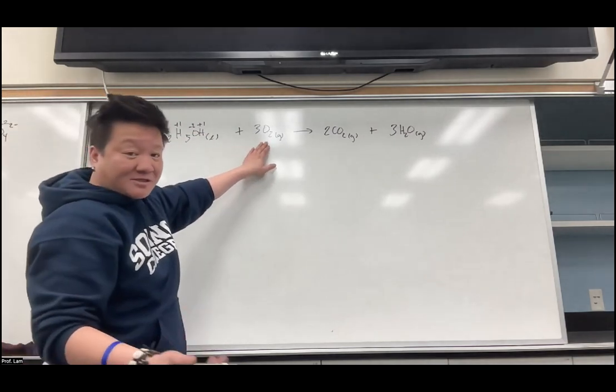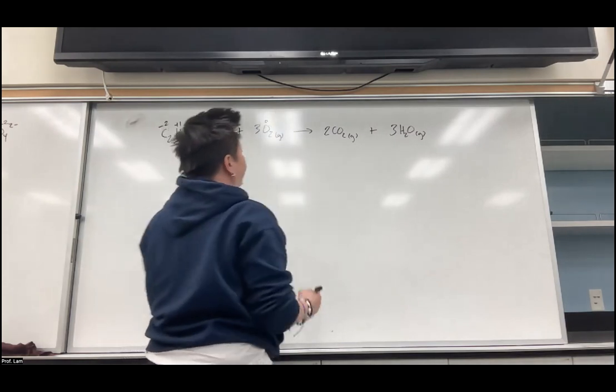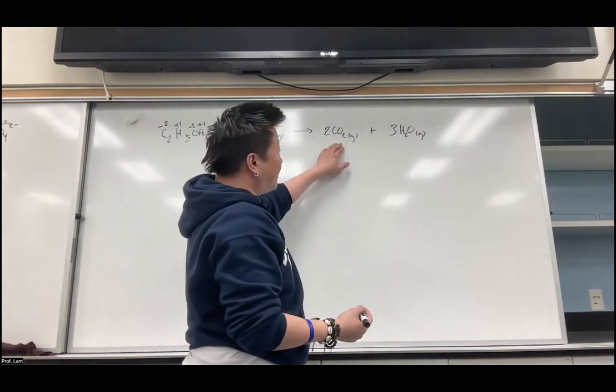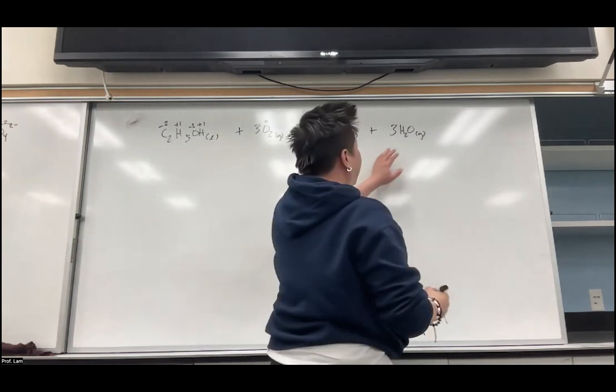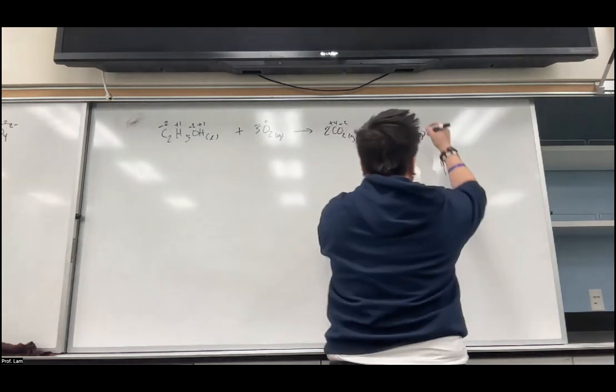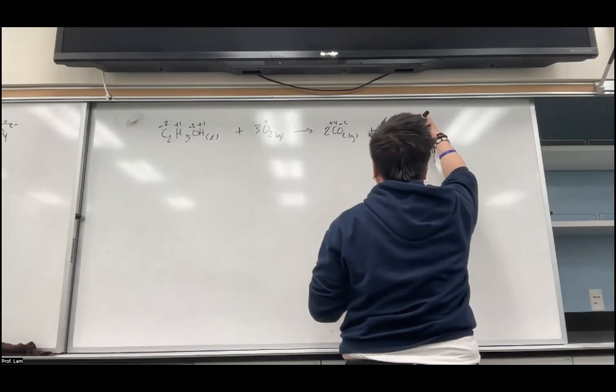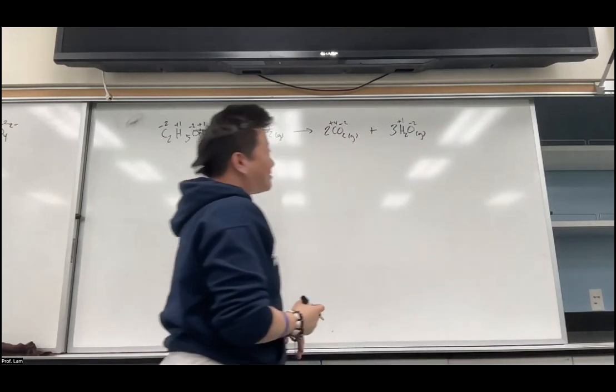O2 is easy, right? That's just elemental, so it gets a 0. And CO2, we did this earlier, right? Oxygen gets -2. Carbon gets +4. Water we did earlier too. We do hydrogen first, +1. And that's +2, and so oxygen is -2.